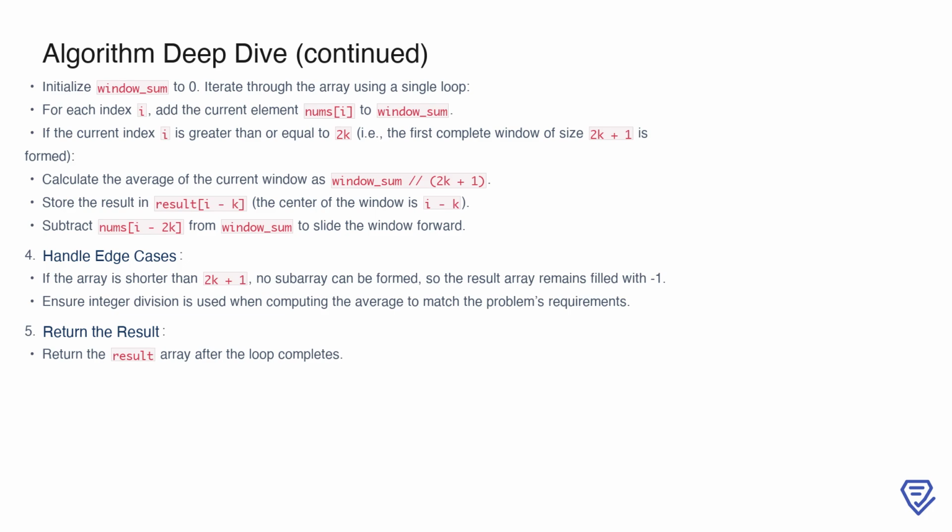This average is then stored in the result array at index i-k, which corresponds to the center of the window. To slide the window forward, we subtract nums[i-2k] from window_sum, removing the outgoing element as the window shifts. This ensures that the sliding window remains efficient. If the array length is less than 2k plus 1, no valid subarray can be formed, and the result array simply remains filled with -1. Finally, once the iteration is complete, we return the result array.